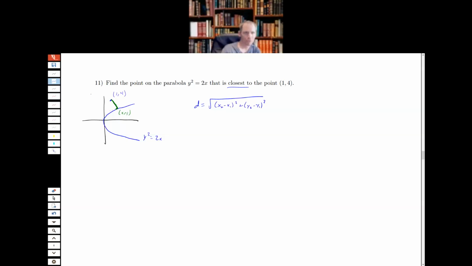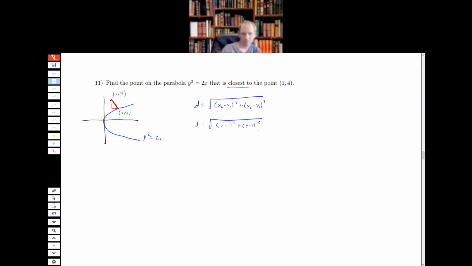If you don't know the distance formula, then you just set up a triangle between your 2 points where the distance is the hypotenuse, one leg is a change in y's, the other leg is a change in x's, and you get back to the same spot. Okay, so the distance is the square root of x minus 1 squared plus y minus 4 squared.